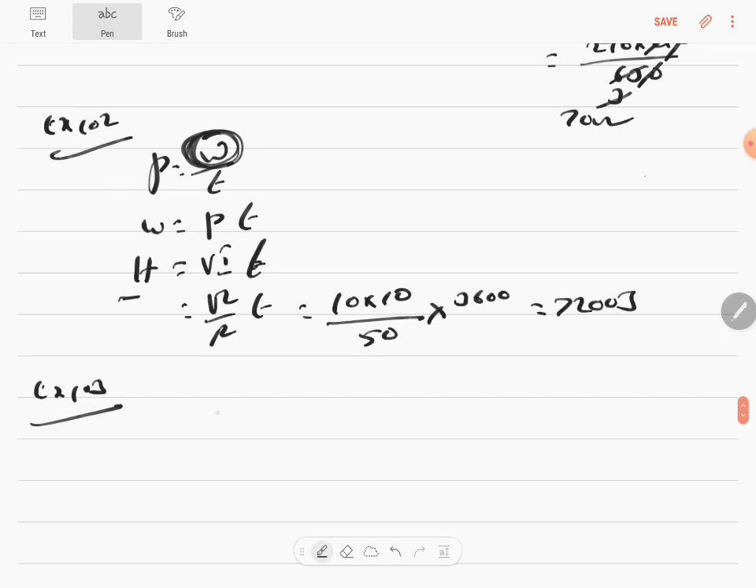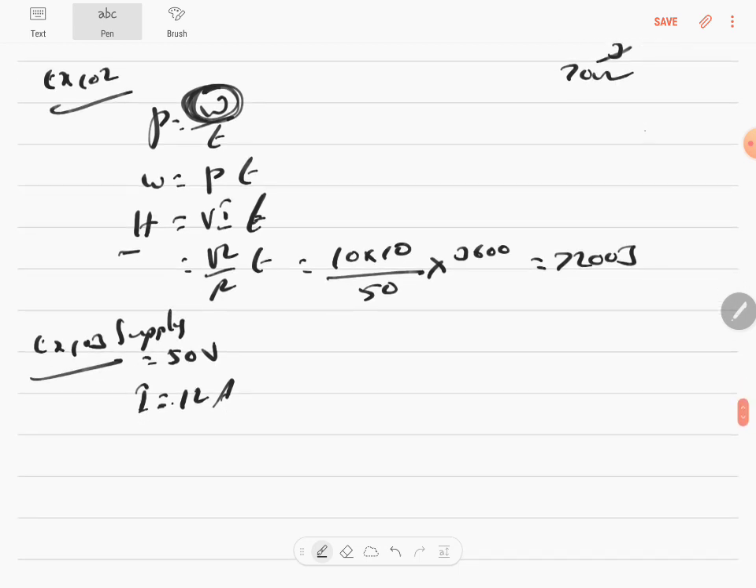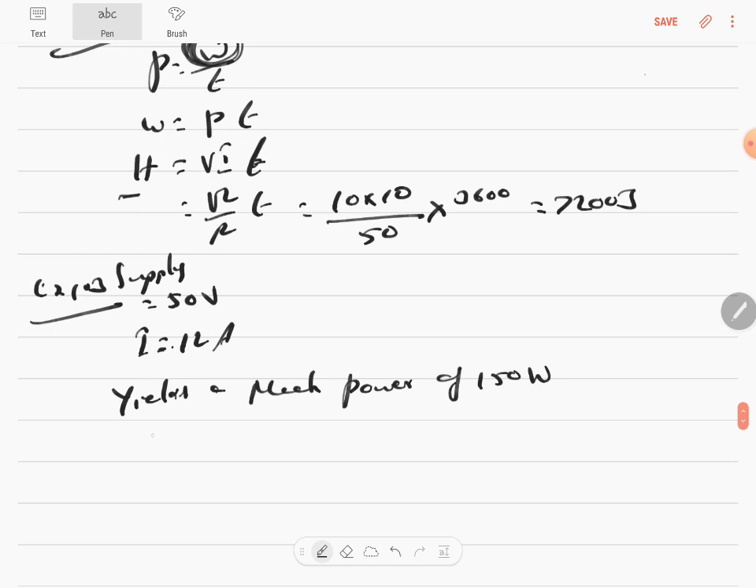So example 103. An electric motor operates on a 50 volt supply, and draws a current of 12 amps. It operates on a 50 volt supply. The supply voltage is 50 volts and it draws a current of 12 amps. If the motor yields a mechanical power of 150 watt, what is the percentage efficiency of the motor?